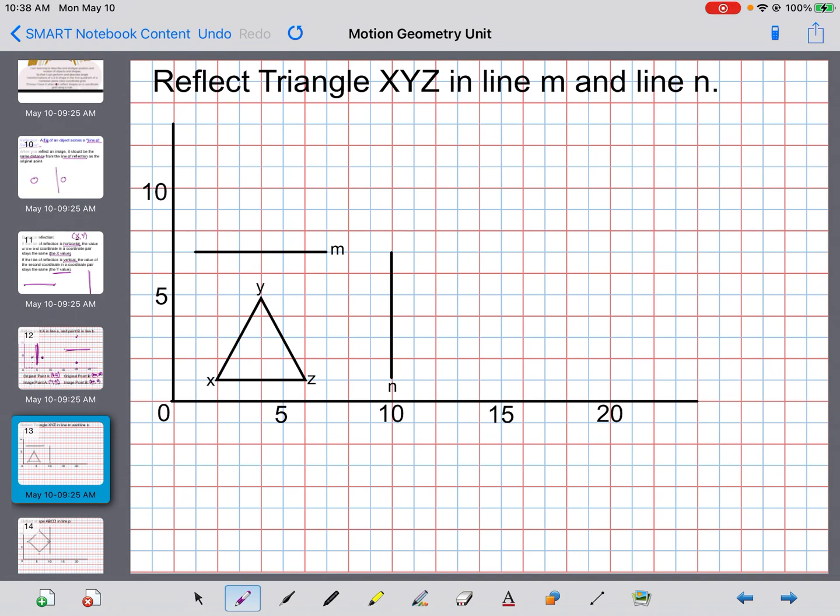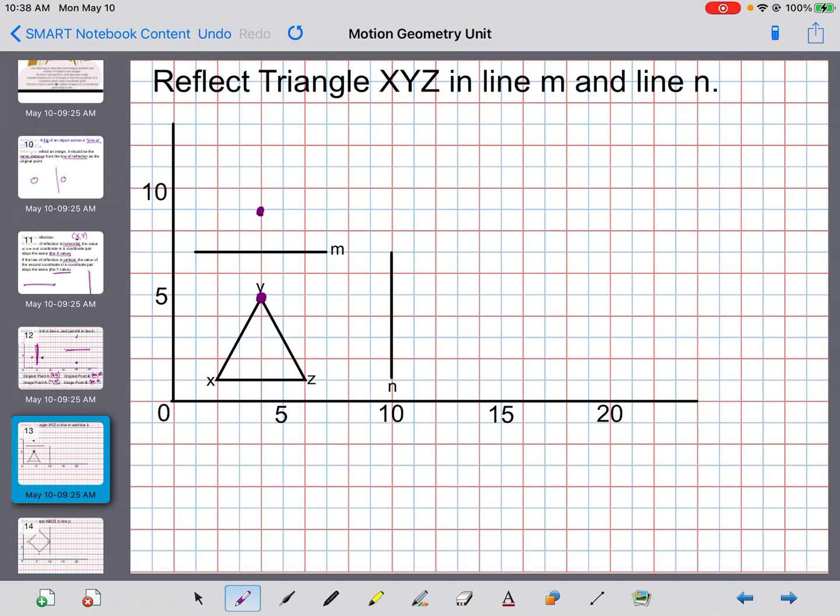Okay. Next, we're going to reflect a shape. So instead of just reflecting points, you will be reflecting shapes. And today we're going to reflect triangle X, Y, Z in the line M, and we're also going to reflect it in the line N. If we reflect it in line M, I find it's easiest to take a specific point and move that distance from the line on the other side. So this is 2 units from the line. So I'm going to go 2 units from the line on the other side.